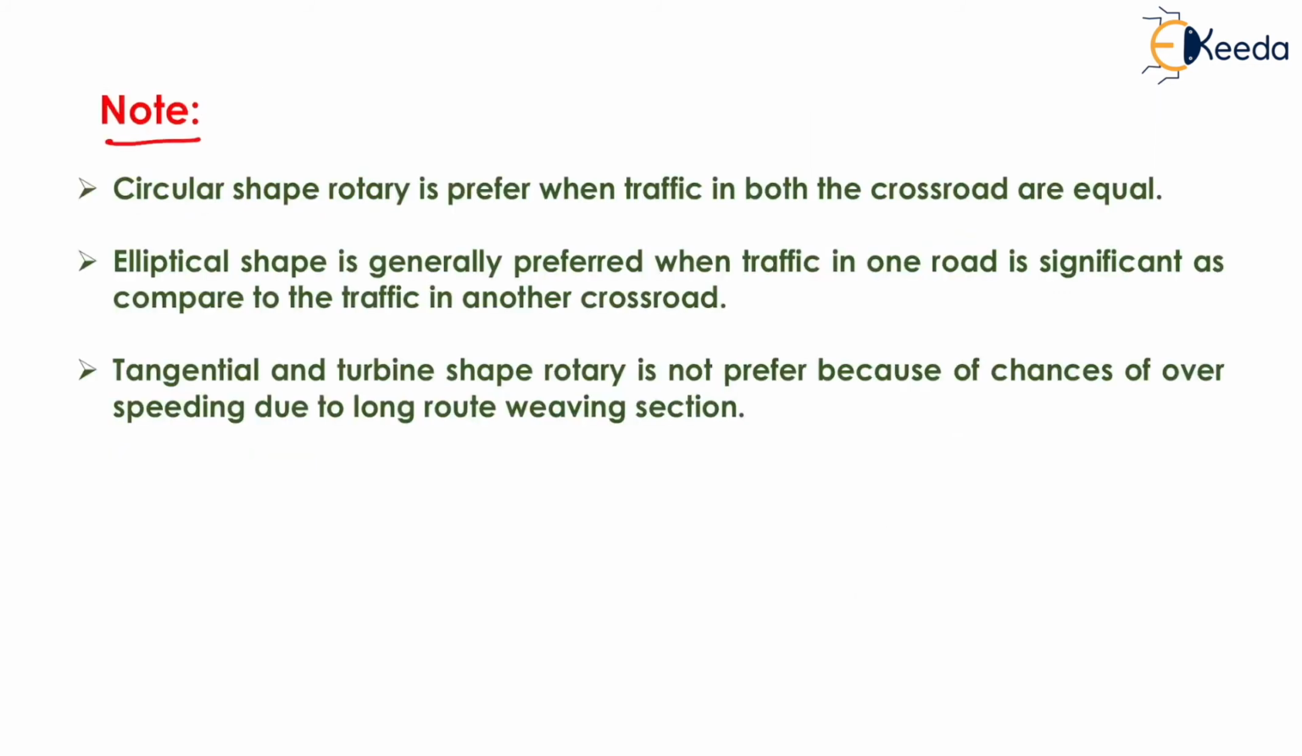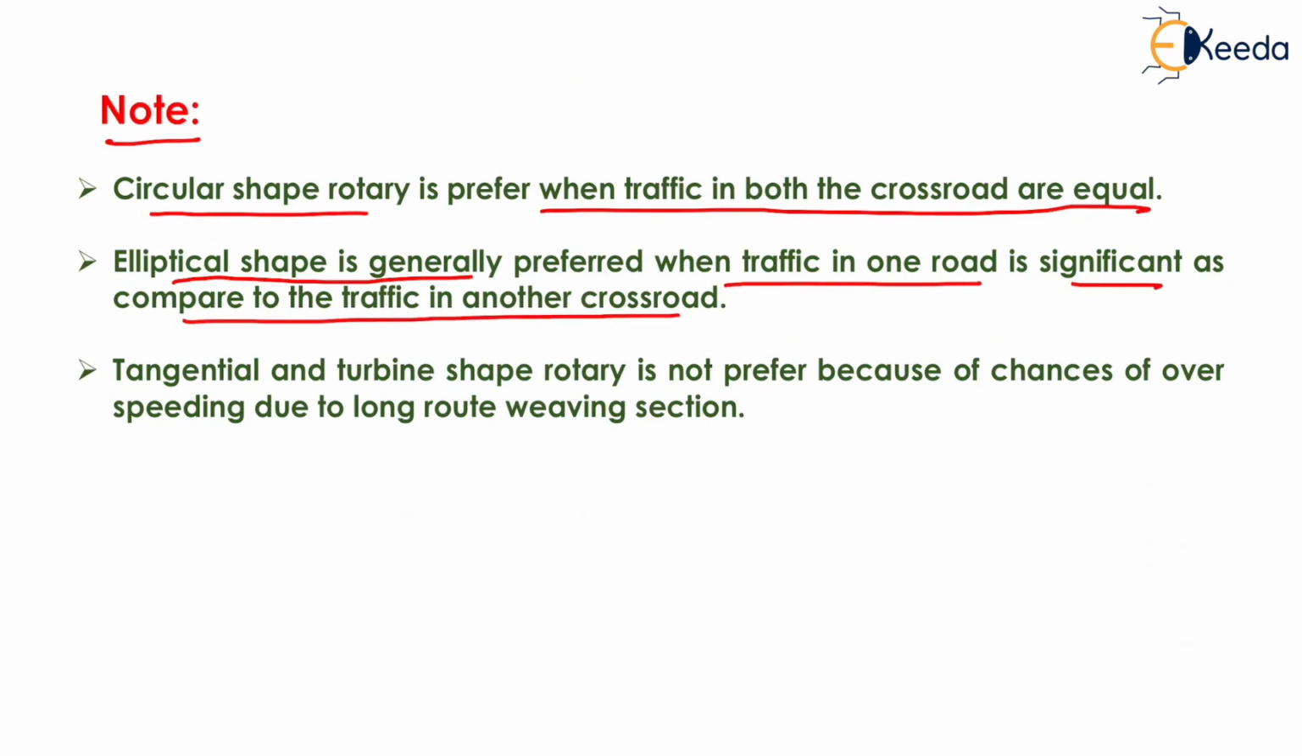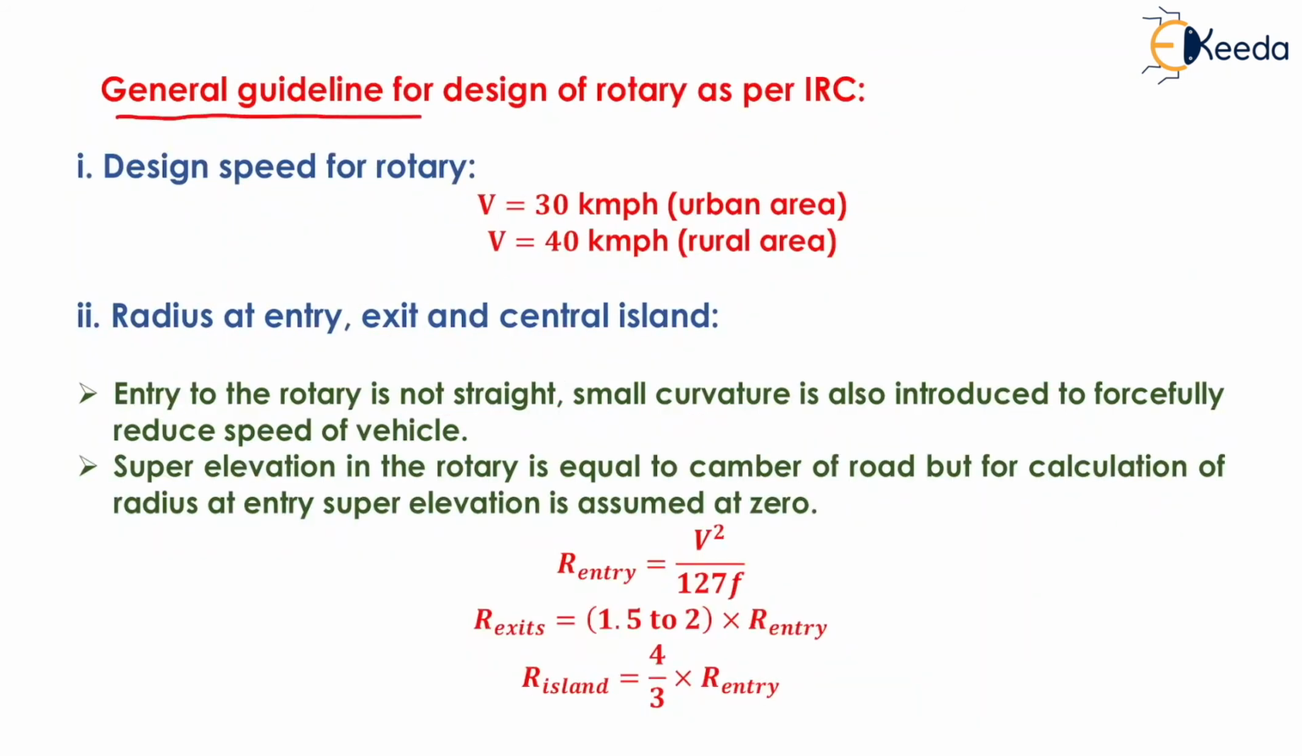Now a note is written here that a circular shaped rotary is preferred when traffic on both the crossroads is equal. Similarly, an elliptical shape is generally preferred when traffic on one road is significant as compared to the traffic on the other crossroad. And tangential and turbine shaped rotaries are not preferred because of the chances of overspeeding due to the long weaving section. Now, the general guidelines for design of a rotary as per the Indian Roads Congress.